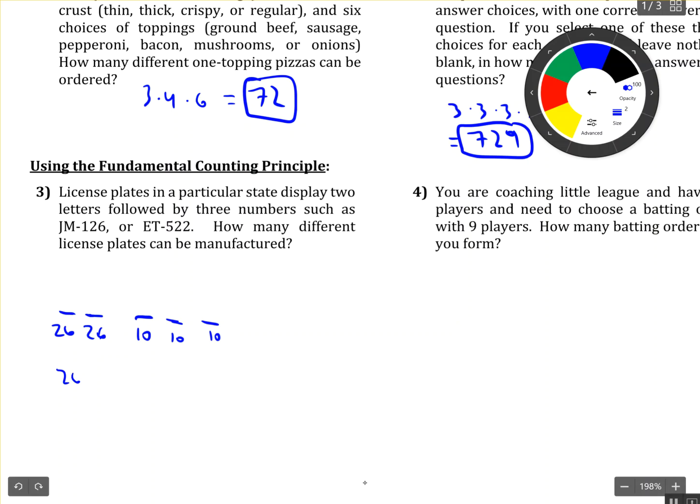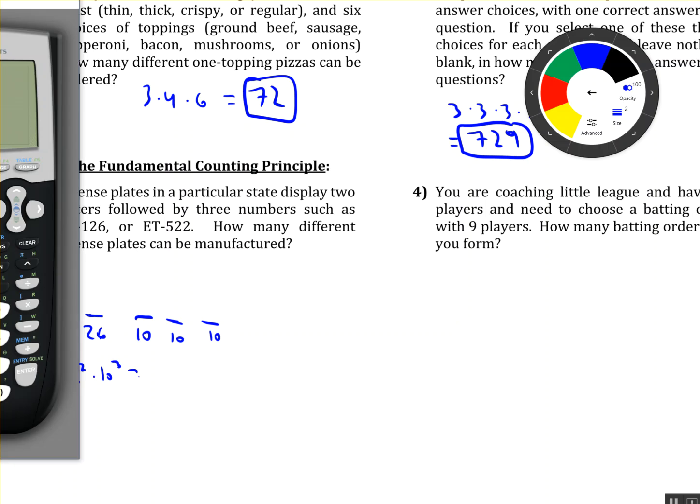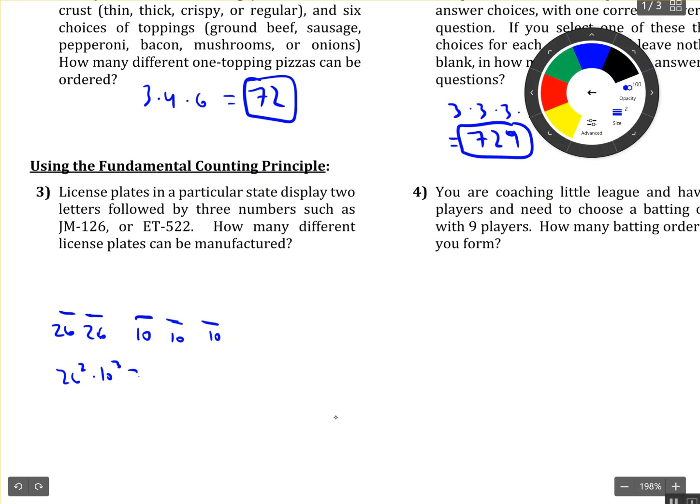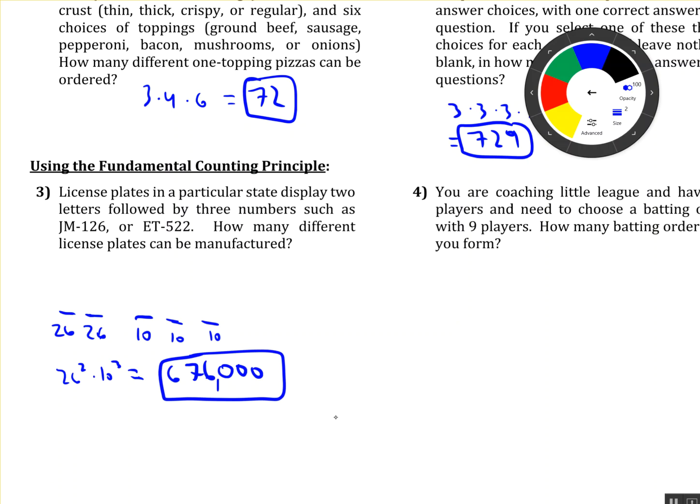So it'd be 26 squared times 10 cubed, which again, if we break out our calculator here, 26 squared times 1,000, so 676,000. So 676,000 possible license plates. You can kind of imagine why California might have more digits than, say, Montana or something like that.